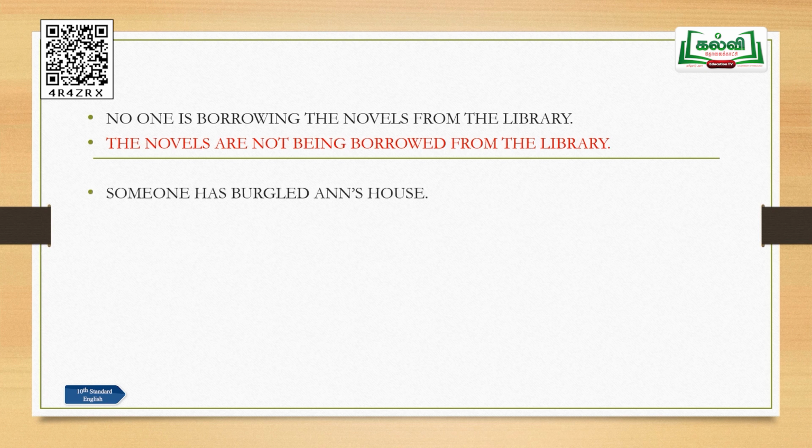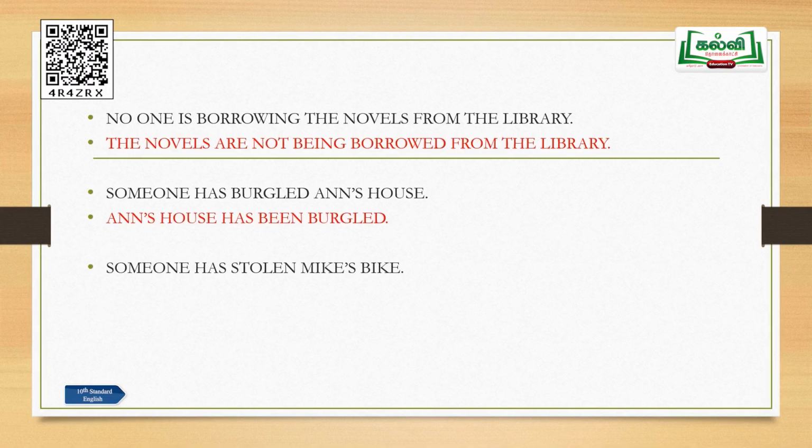Someone has burgled Anne's house. So which is the subject here? Which is the object? And which is the verb? By now I think you should be able to identify the subject, verb and object. In the passive voice, Anne's house has been burgled. Anne's house has been burgled by someone. Yes or no? The meaning is Anne's house has been burgled by someone, but we have omitted the agent.